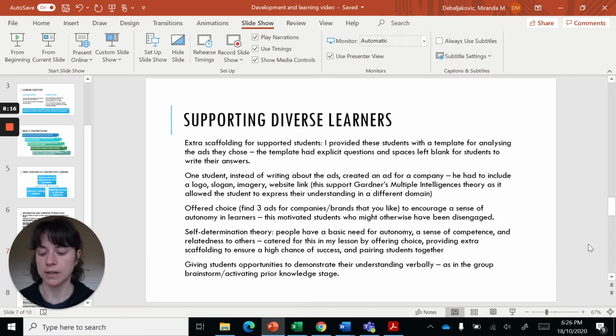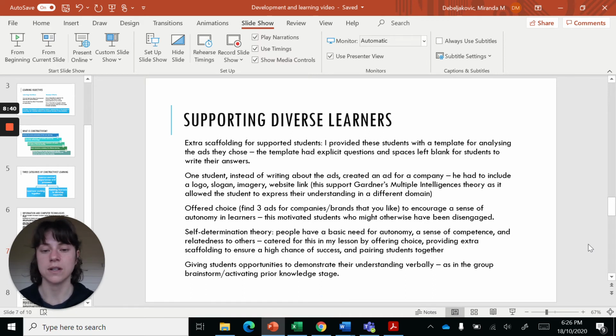How I supported or responded to the needs of diverse learners. There are a few ways that I did this. The first one was through extra scaffolding for the supported students in my class. So just in order to make things a little bit more straightforward for them, I provided them with a template for analysing the ads that they chose. And the template had explicit questions and then spaces left blank for students to write their answers.